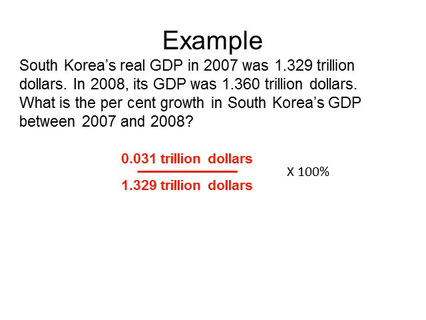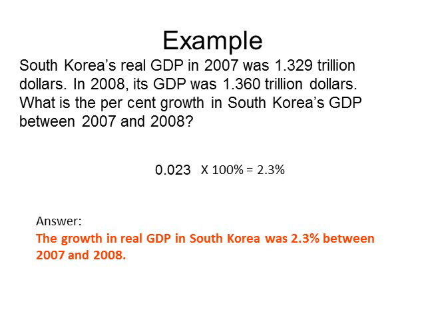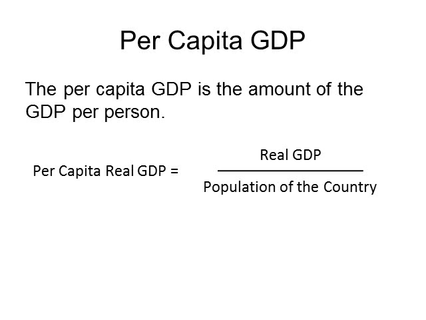Next, we're going to divide $0.031 trillion by $1.329 trillion. That gives us 0.023, which we're going to multiply by 100%, which gives us 2.3%. So the answer is the growth in real GDP in South Korea was 2.3% between 2007 and 2008. Another measurement of economic growth is the per capita GDP.